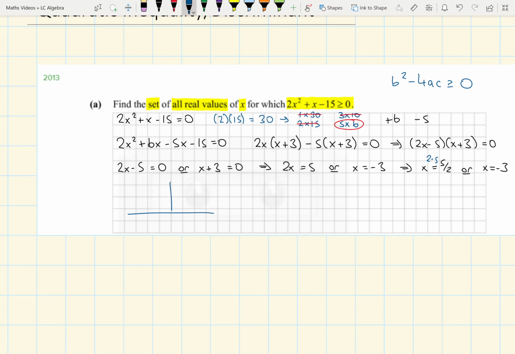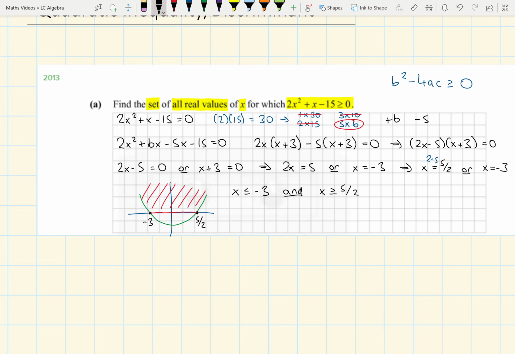So we just draw a very rough sketch. We'll cross at minus 3, and we come up again at 5 over 2, or 2.5. Just mark that. Now we know it's the points where it's greater than or equal to 0. So we want everything above the x-axis, and also where it touches the x-axis, but not where it goes below. So that gives us our values where it'll be less than or equal to minus 3, and also the values where it's greater than or equal to 5 over 2.